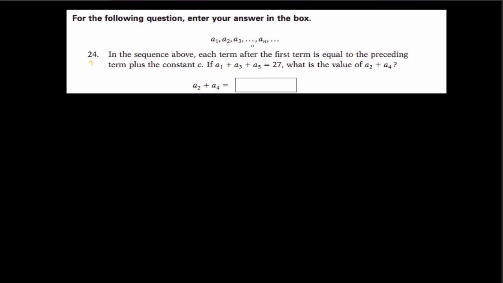Now you're given a sequence. The first term in the sequence is A1, you have A2, the second term, the third term is A3, and then you keep on going. This is the nth term, which is AN, and then it keeps on going. It's an infinite sequence. Now let's read the question.